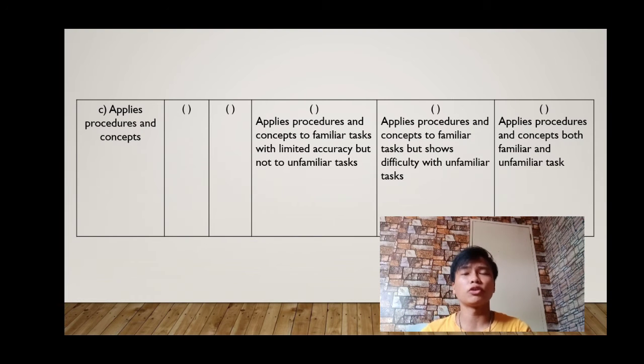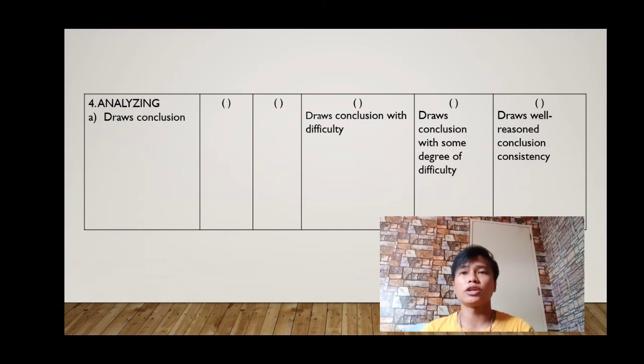Let's proceed to the fourth cognitive task, which is analyzing. The first situation is the student draws conclusions. In the beginner category, the students draw conclusions with difficulty. For example, they can picturize or imagine the conclusions, but they have a hard time imagining the conclusions of what they read or what they understand.